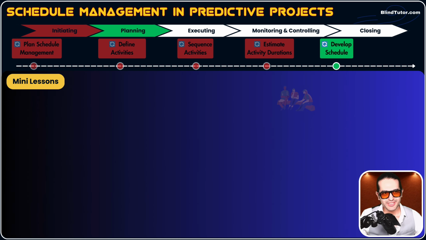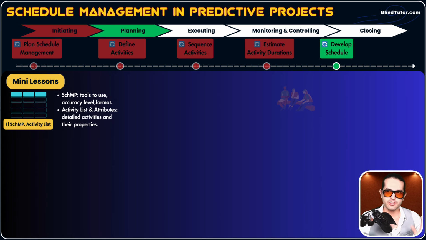All right. Look up there, guys. Schedule management in predictive projects, what phase? Planning phase. And the last process, develop schedule. Last process of planning, guys, develop schedule. And we're going to start off our mini lessons with, as always, inputs. Schedule management plan and activity list and attributes are the first batch of inputs.